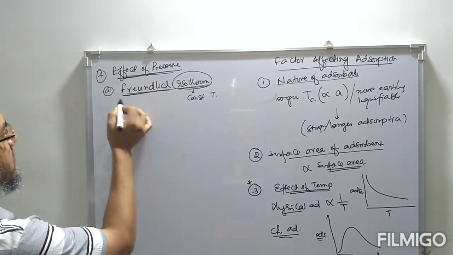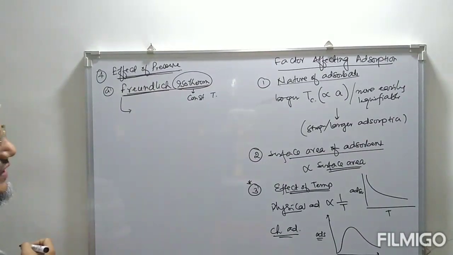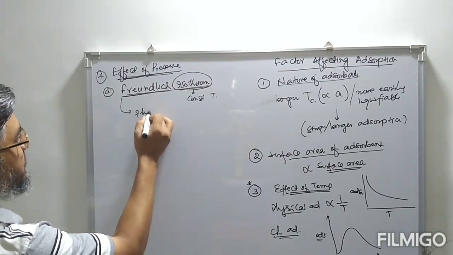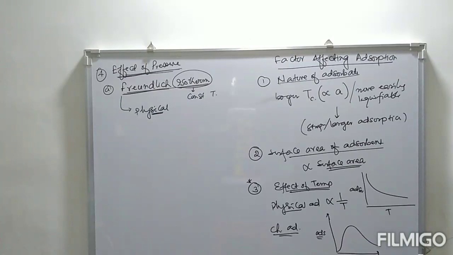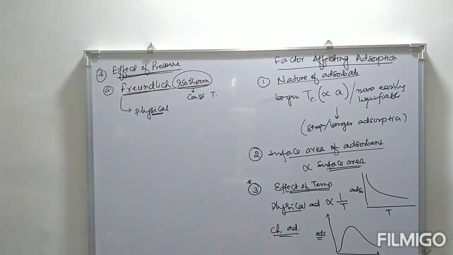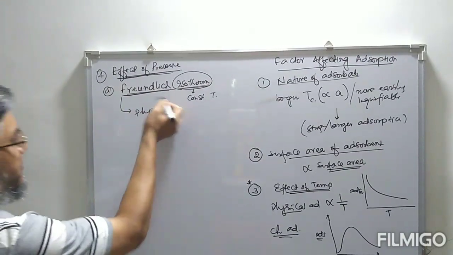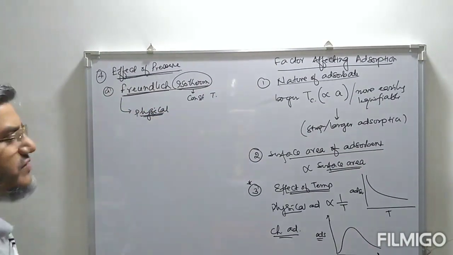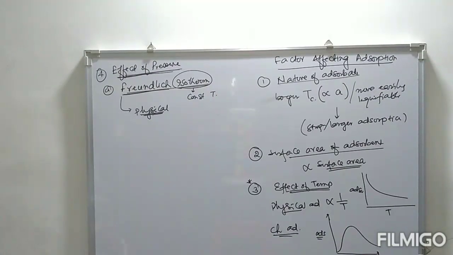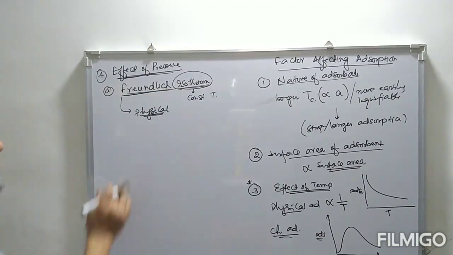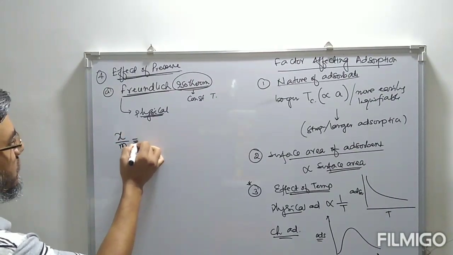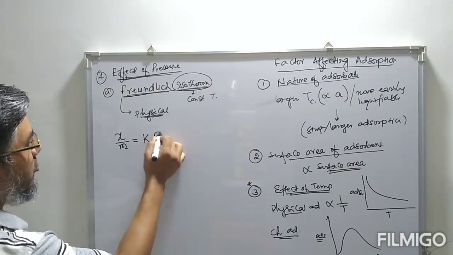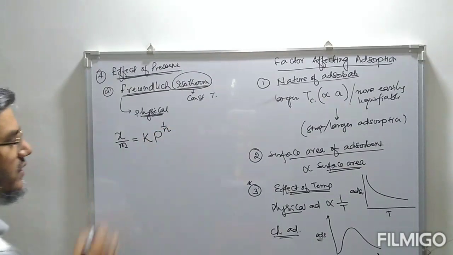Basically the Freundlich isotherm is used for explanation of physical adsorption, because physical adsorption, that is the formation of multi-molecular layers, can be easily explained by this isotherm. Now this Freundlich isotherm is based on this equation: x/m = k p^(1/n).